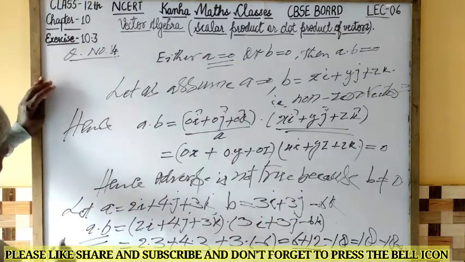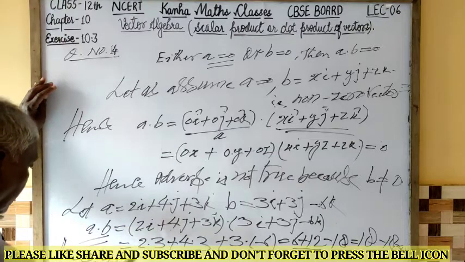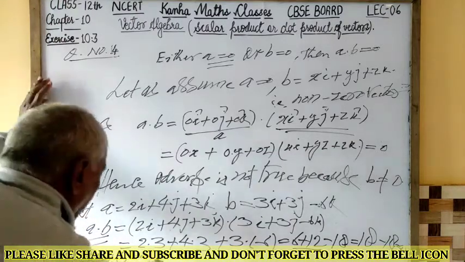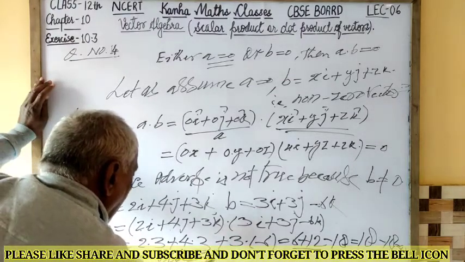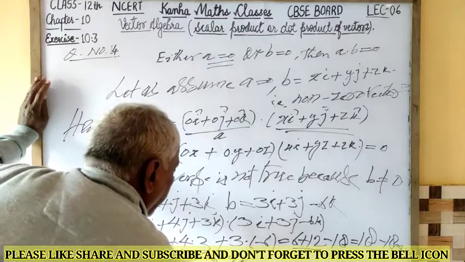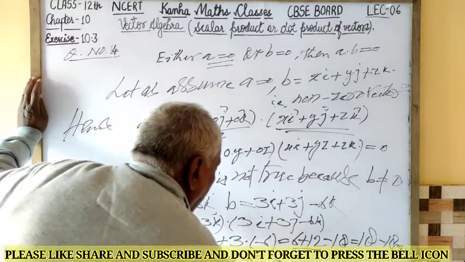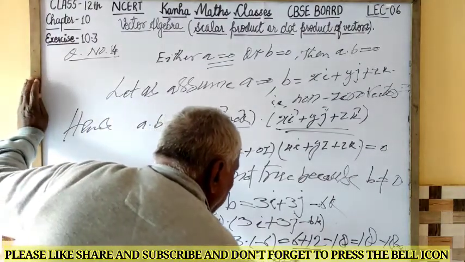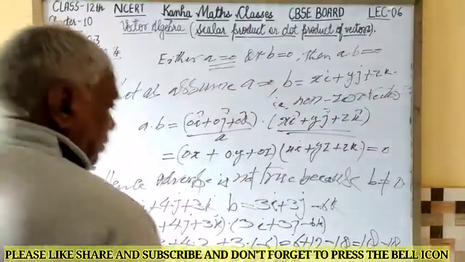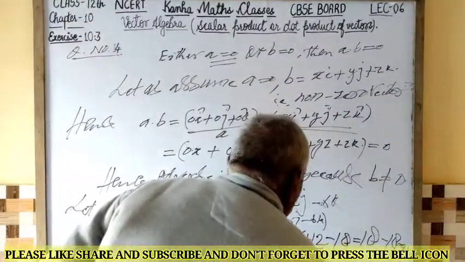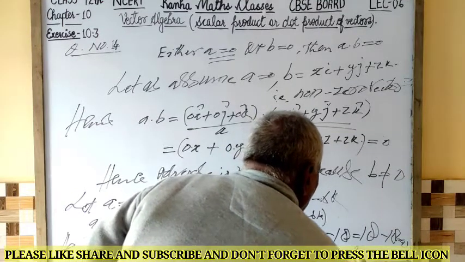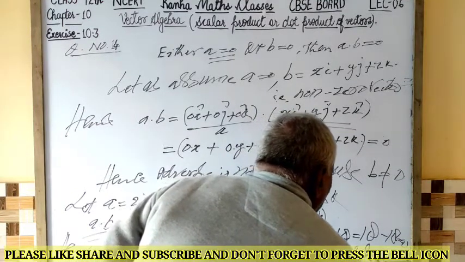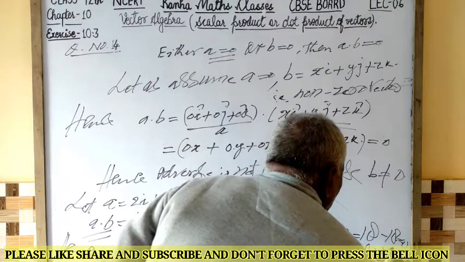Now the dot product of A and B is also 0. Hence A dot B is 0, although A is not 0 and B is not 0. Hence the reverse is not true.